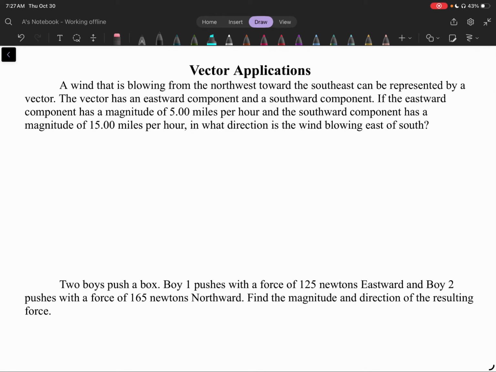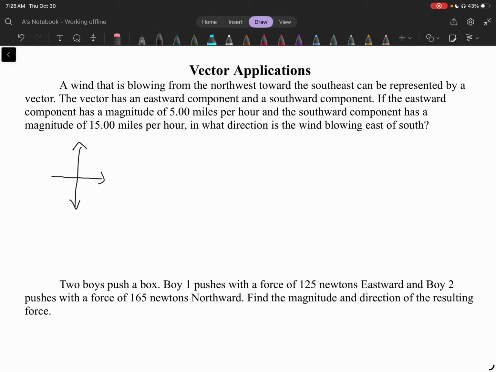Today we're looking at vector applications. A wind blowing from the northwest or the southeast can be represented by a vector. So we're taking the vector operations and applying them to a real world problem. For this, you have to know your directions on a compass.